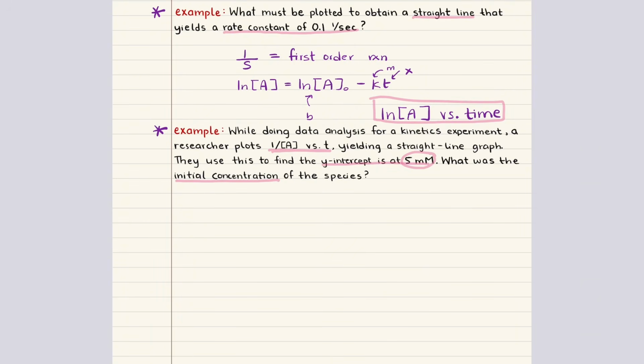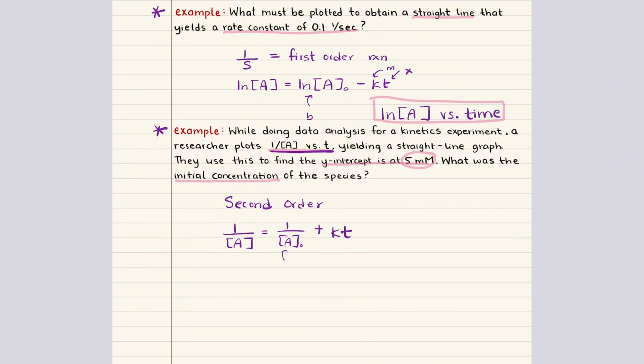Well, a straight line from a 1 over concentration versus time plot tells us immediately that the reaction is second order. For a second order reaction, the integrated rate law has the form 1 over the concentration at time t equals 1 over the initial concentration plus k times t.